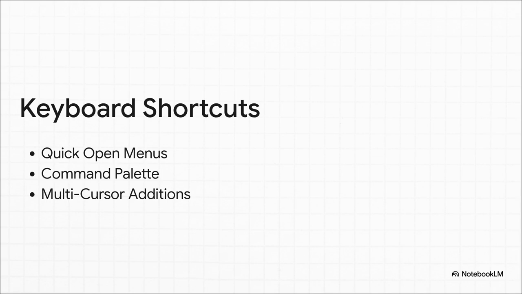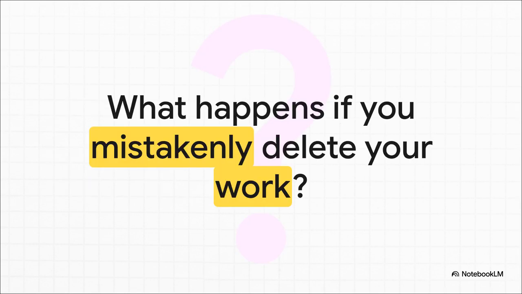To truly master these tools, you need to learn your keyboard shortcuts. Things like quick open menus, command palette access, multi-cursor additions, and rapid line copying. Reaching for the mouse breaks your focus, but mastering these shortcuts keeps your hands on the keys and your workflow completely uninterrupted. But hey, even with AI and all these incredible tools, we're still human, right? Which brings up a highly relatable question, one that strikes fear into the heart of every single beginner. What happens if you make a huge mistake, hit the wrong shortcut, and accidentally delete hours of your hard work?